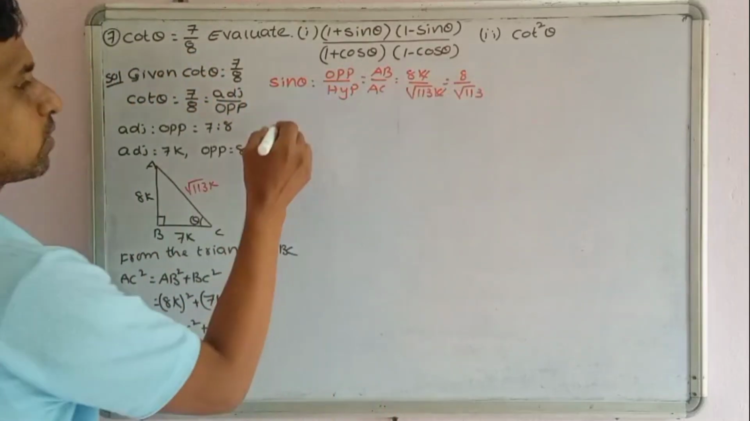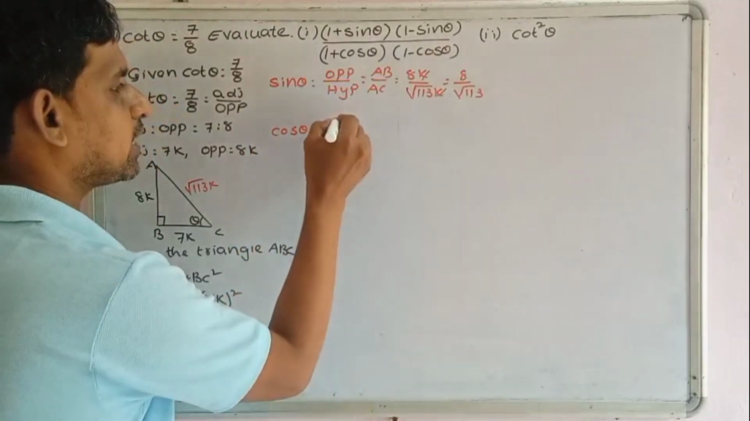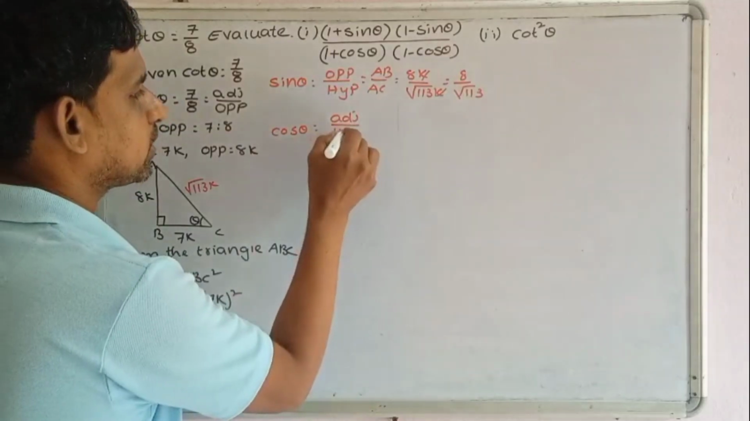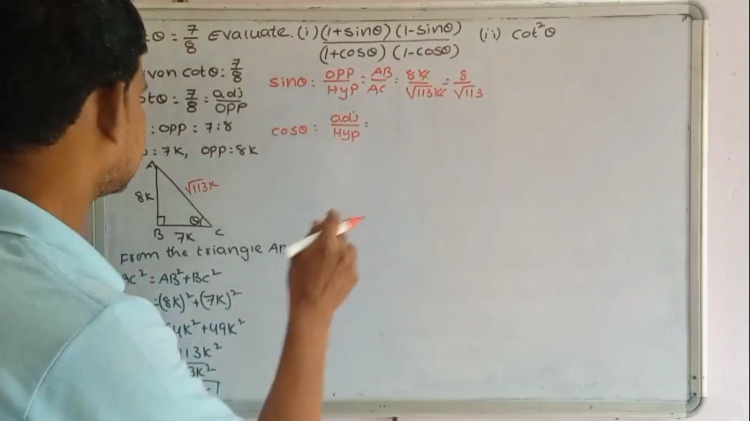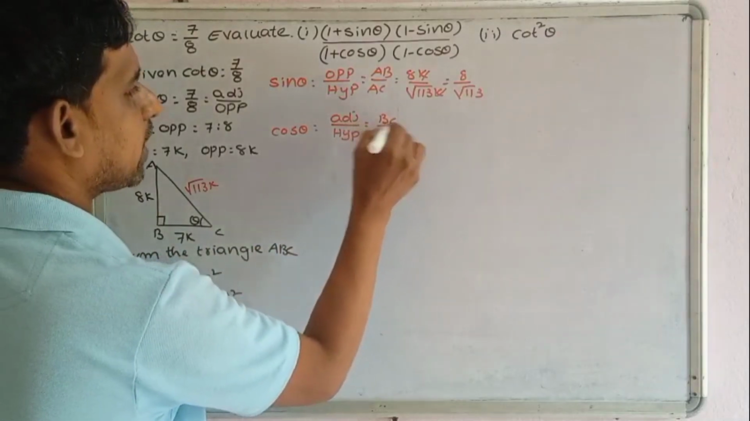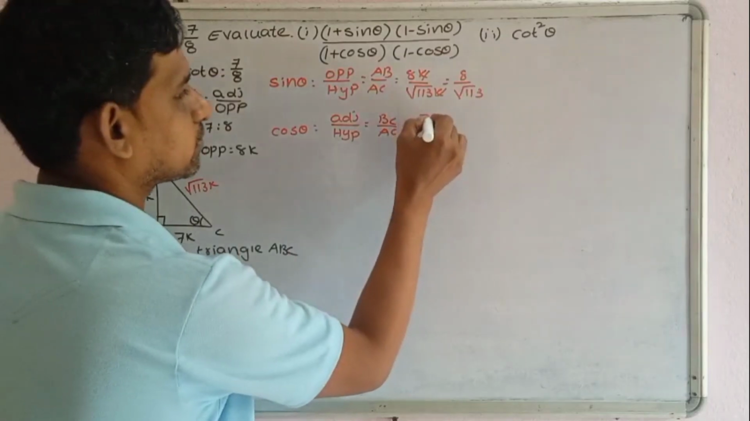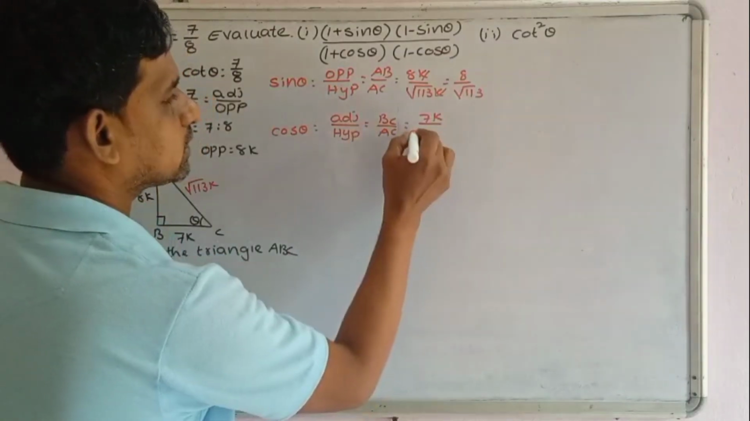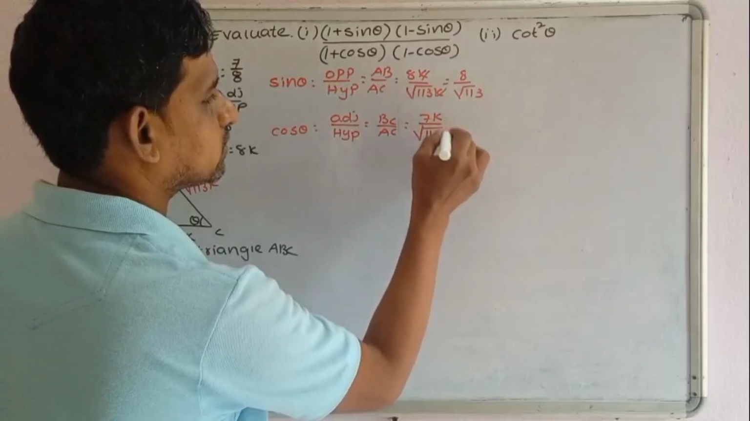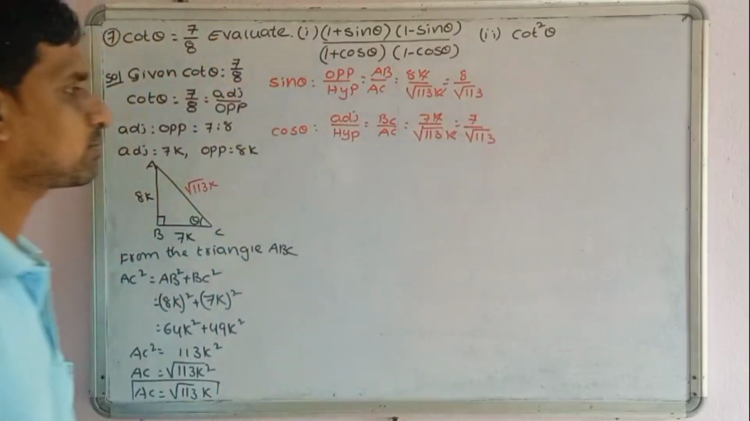Next, cos theta. Cos theta formula: side adjacent to theta by hypotenuse. Side adjacent to theta is 7k, that means BC. BC by hypotenuse AC. BC value is 7k, hypotenuse AC is square root of 113 k. Here also k gets cancelled: 7 over square root of 113.